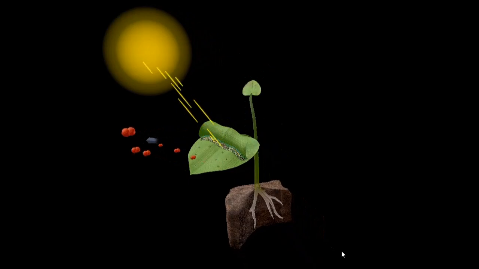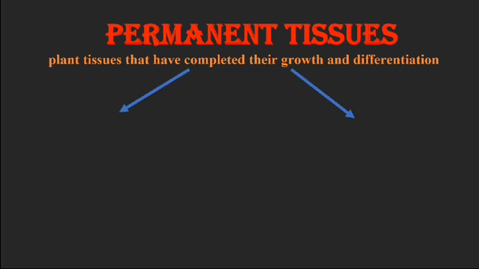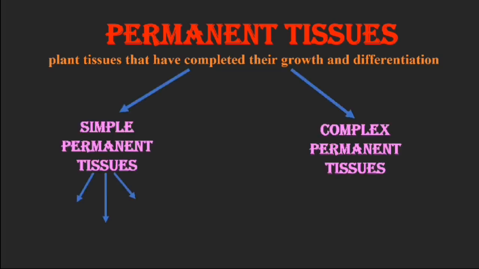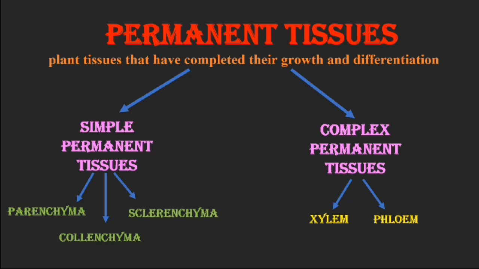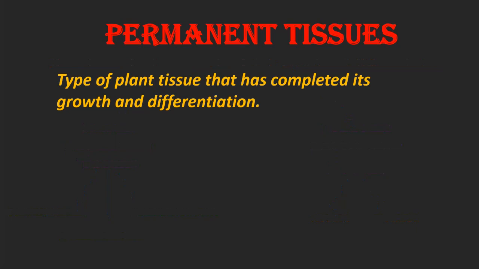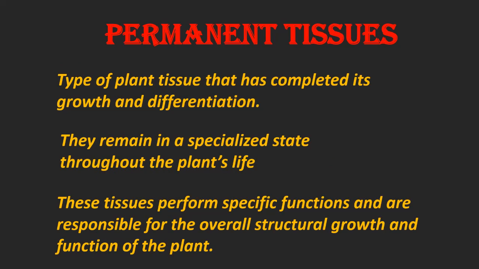Now, let's talk about permanent tissues. Permanent tissues are plant tissues that have completed their growth and differentiation and have ceased to divide. They perform specific functions crucial for the plant's survival. There are two main types of permanent tissues: simple permanent tissues and complex permanent tissues. Simple permanent tissues remain in a specialized state throughout the plant's life. These tissues perform specific functions and are responsible for the overall structure, growth, and function of the plant.